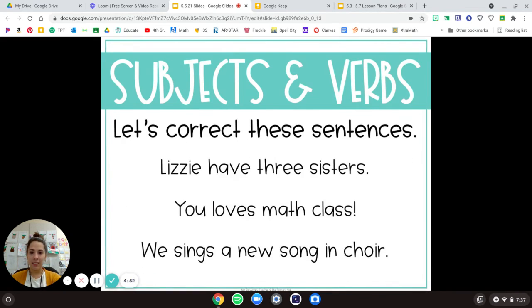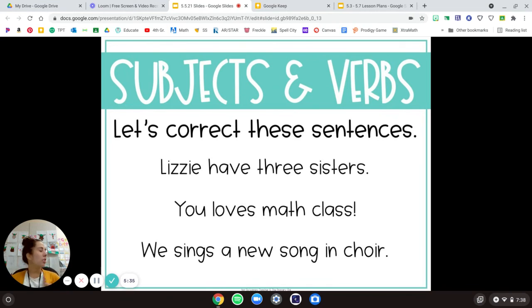All right. So correct these sentences. Lizzie have 3 sisters. You loves math class. We sings a new song in choir. So go ahead and unpause the video and see if you can correct those sentences. All right, so you've probably changed it to Lizzie has 3 sisters, or you love math class, and we sing a song in choir. A lot of times, subject and verb agreement goes with our ears. We just kind of feel off when we say the wrong thing. It sounds funny to us. That's good. Hey, you're using your ears wisely and your brain that God gave you to catch those mistakes.